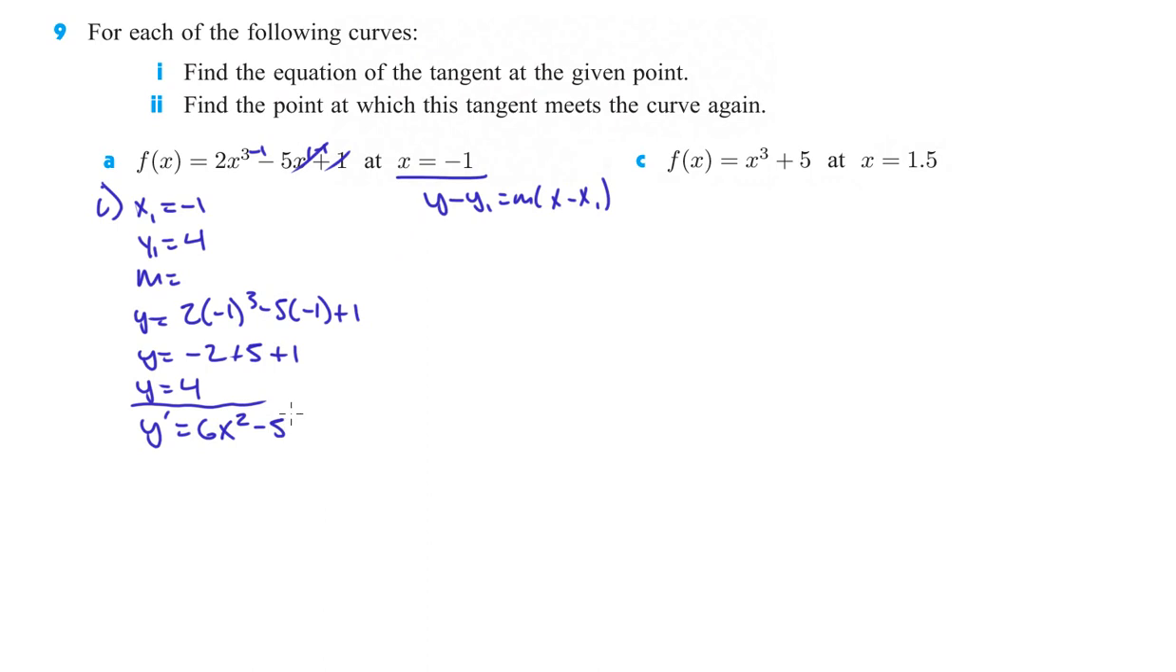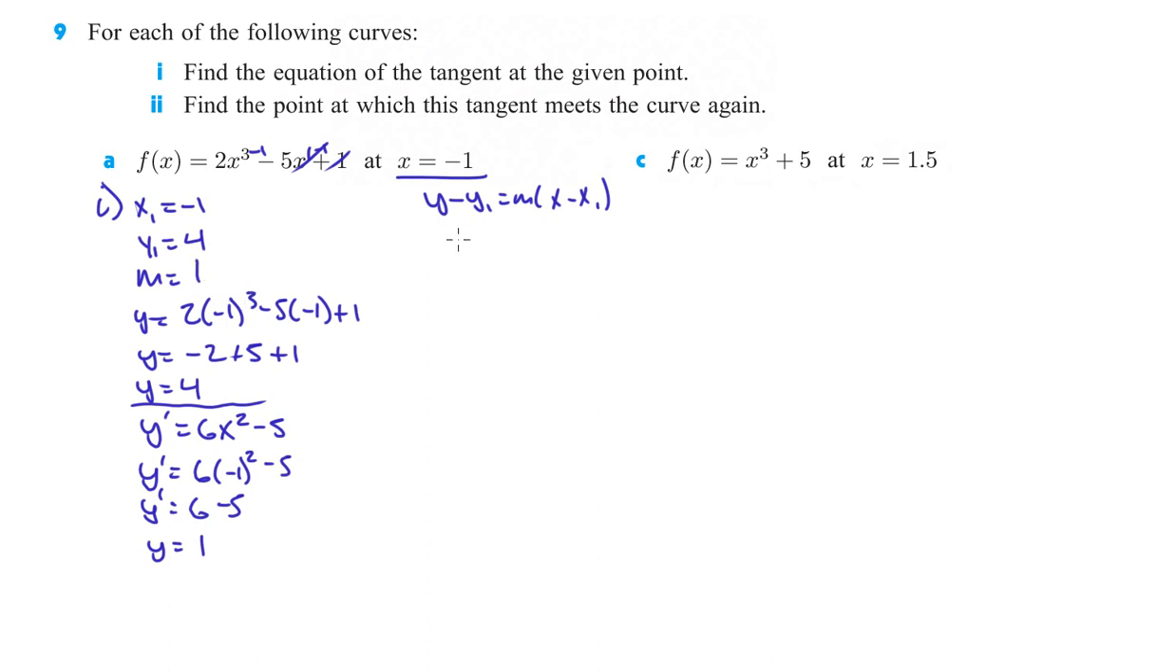Okay. So then we want to know what our slope is when x is -1. So we'll just do this. 6 times, plug in our -1. And off we go. So we get -1 squared is +1 times 6 is 6 minus 5. So our slope is going to be 1.